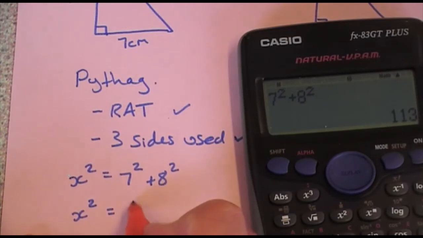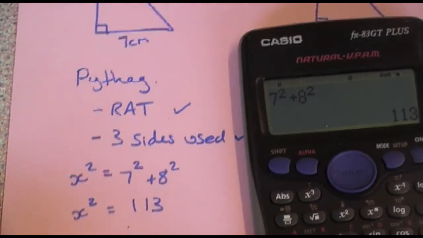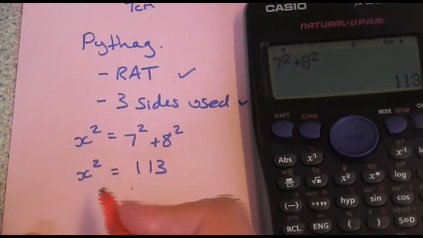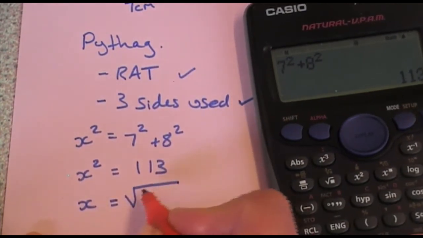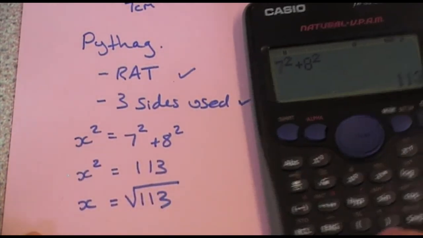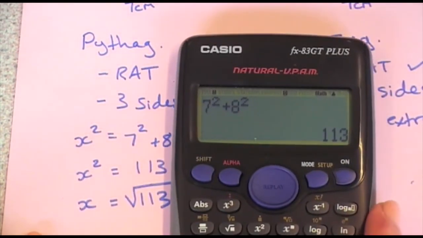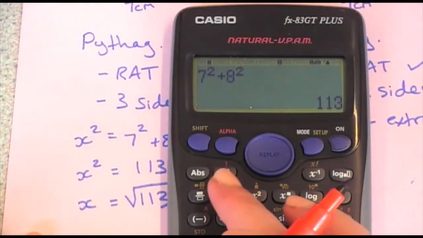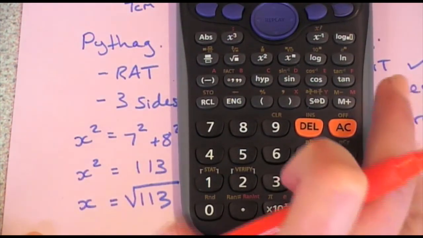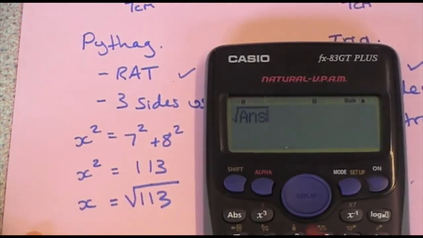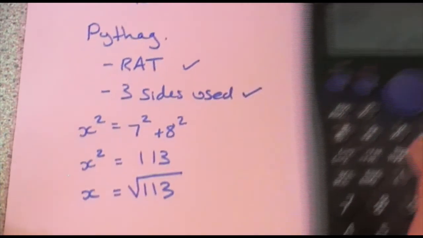So I'm just going to write that there, 113. Now I don't want x squared, I just want to know what x is. So x is going to equal the square root of 113. Now there's 113 still on my display. I'm going to press square root and then I'm going to press the button called Ans and that'll bring your last answer up. So I want to find the square root of my last answer equals root of 113. Press SD and that tells me it's 10.630.